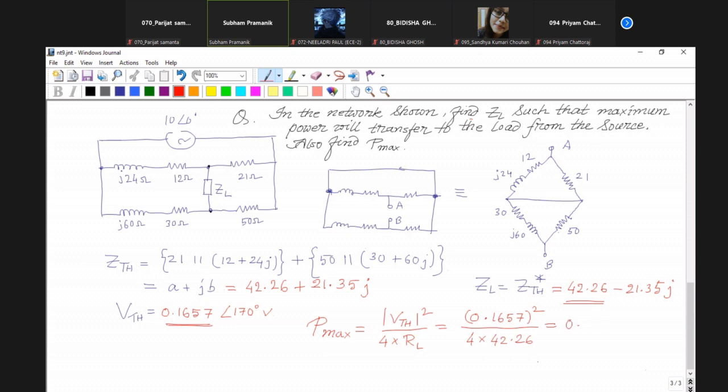The answer is 0.1624 milliwatt. Take it. Verify. Answer is written here.